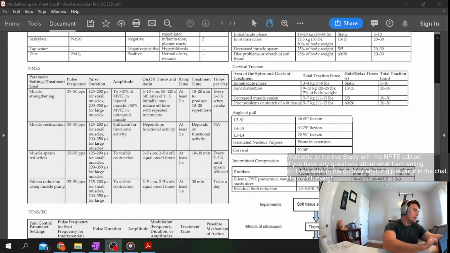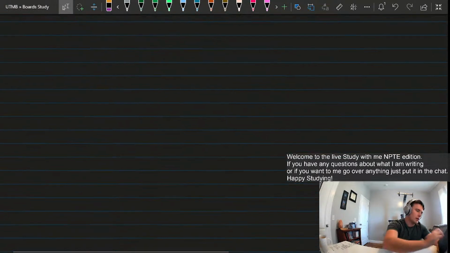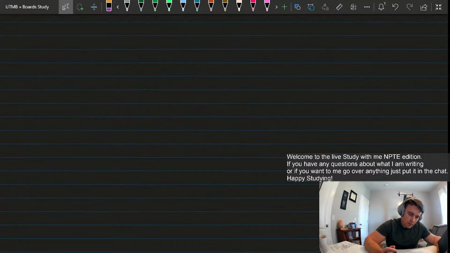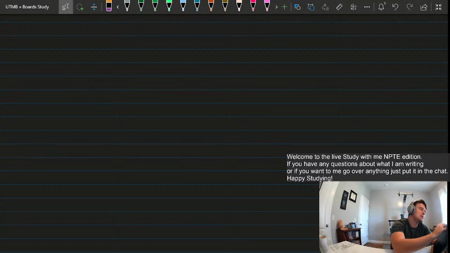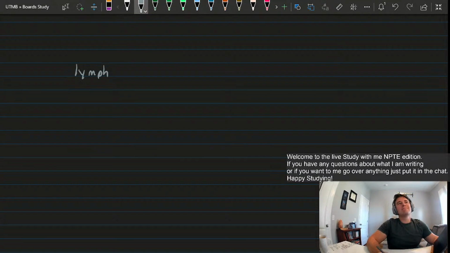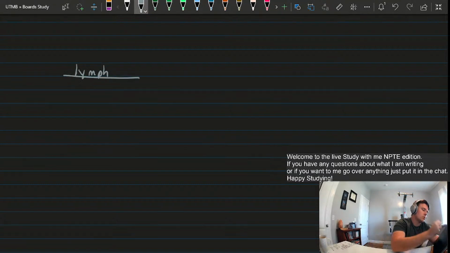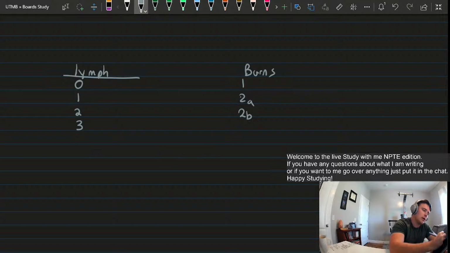All right, so moving on. So we've got the lymphedema, burn, and pressure ulcer scales. Haley Spann told me this one. I think she thought of this one for the lymphedema. And this one comes up very often. This one gets hit all the time on all of them. And then this is going to be burns. 2A, 2B, 3.